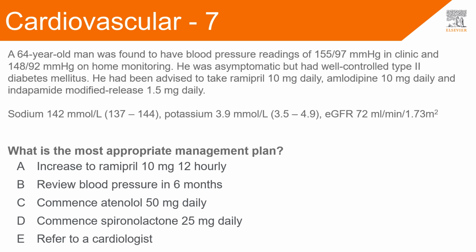Do you increase the ramipril to 10 milligrams BD? Do you review the blood pressure in 6 months and do nothing, watchful waiting? Do you commence atenolol 50 milligrams every day? Do you commence spironolactone 25 every day? Or do you refer to a cardiologist? What do you want to do for a 64-year-old man who has a blood pressure of 148/92 on home blood pressure monitoring with a known history of type 2 diabetes, already on ramipril, amlodipine, and indapamide, with this blood test? What are you going to do? I'm going to give you 4 more seconds.